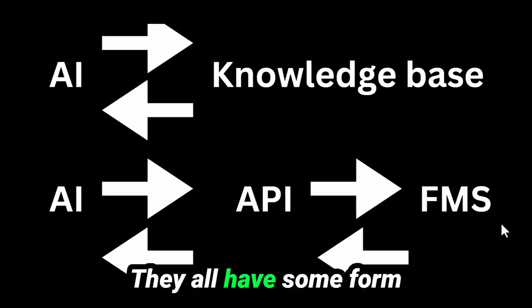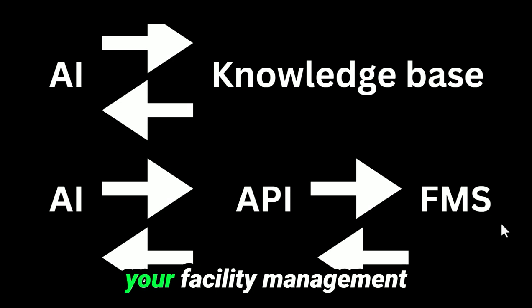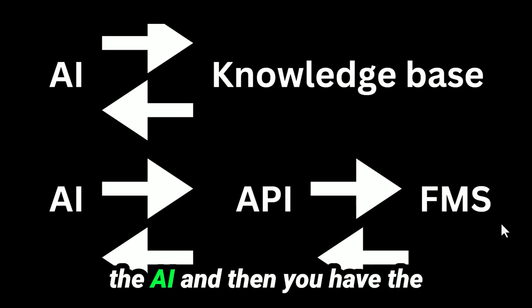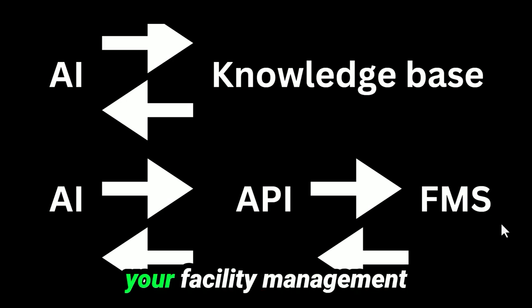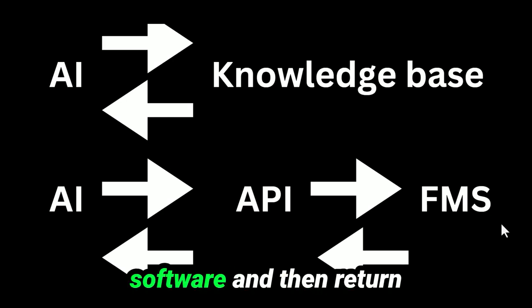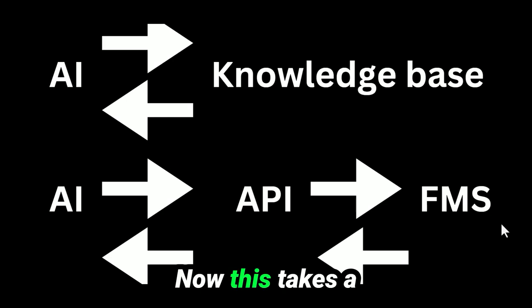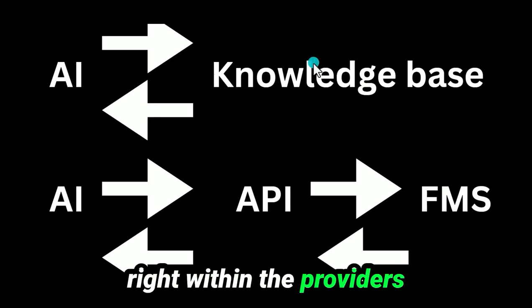They all have some form of protocol where you can extract the information from your facility management software without having to log in, via programming. So what you do is you take the AI and you have the AI, quote unquote, talk to your facility management software and then return that knowledge to your customer via the AI voice. Now this takes a few tools, right? Usually for the first section up here, you can do this right within the providers that I'm talking about.